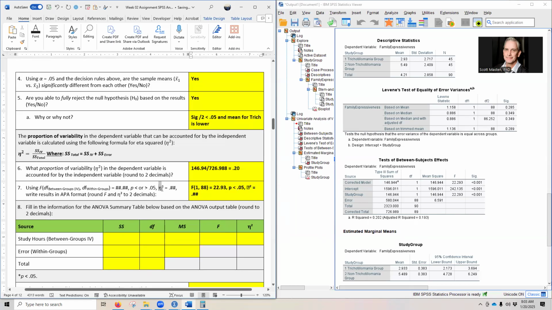And this used to say eta. I'm not quite sure what happened here, so we'll fix that. There we go. And actually, this is supposed to be italics, and this is supposed to be italics too. Our eta squared we calculated right here is 0.20, and that is in APA format.